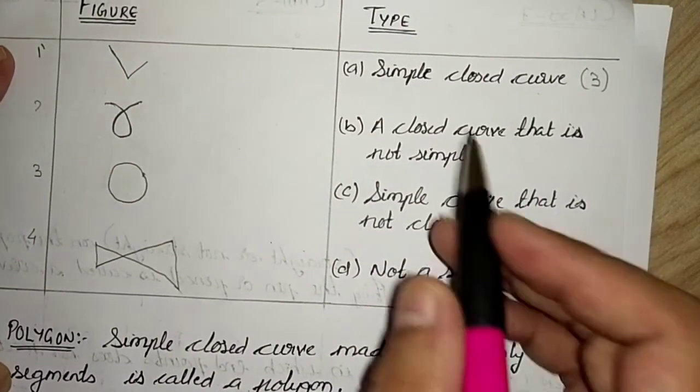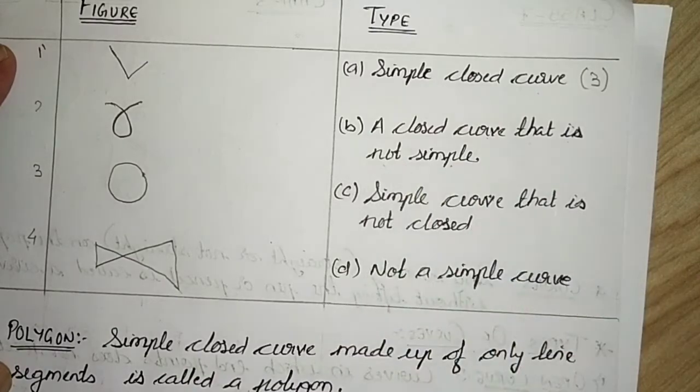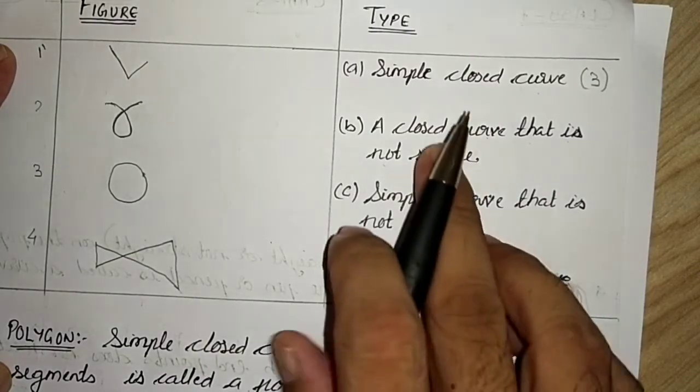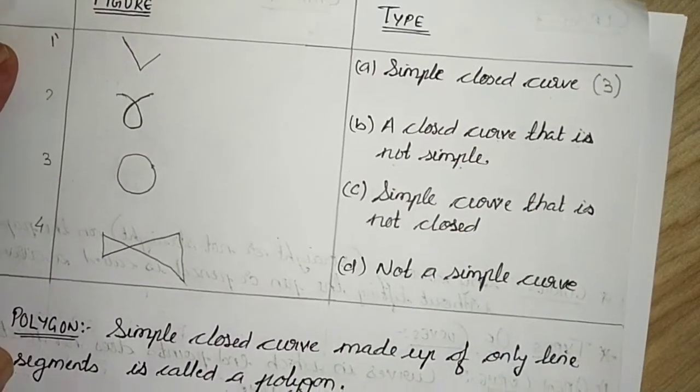Now second is a closed curve that is not simple. It must be closed but not simple. That means it should cross over.